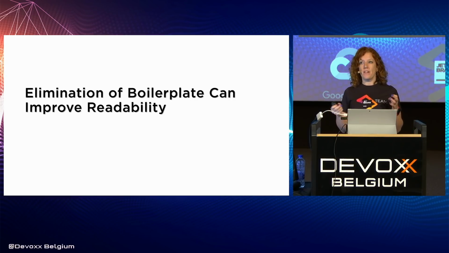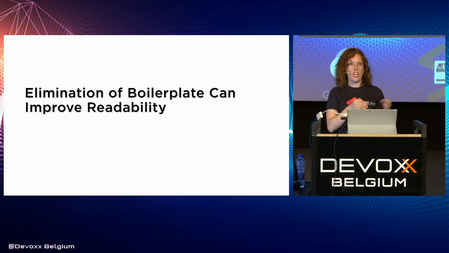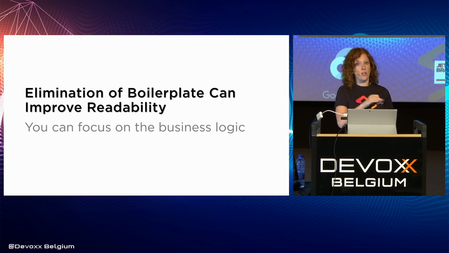The boilerplate stuff is the stuff that you don't need to put in your code, the stuff that maybe the compiler needs but the reader doesn't. So if you remove stuff that is genuinely boilerplate, you can improve the readability. It means that you can focus on the business logic that the code is trying to fix.